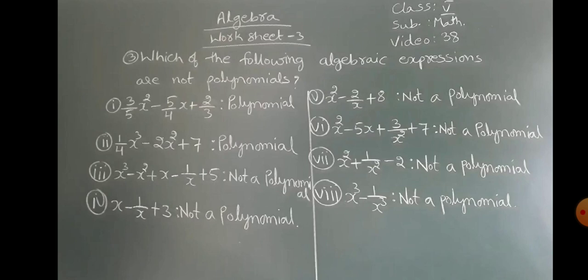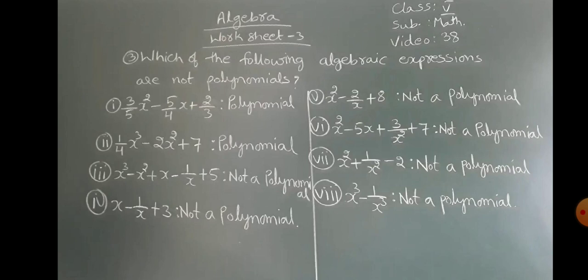And coming to the second question, here 1 by 4 x cube minus 2x square plus 7 is given. Here x power 3 and x power 2 are whole numbers. That's why it is also a polynomial. And coming to the third question, x power 3 minus x power 2 plus x minus 1 by x plus 5. Here the first, second and third terms have whole number powers, but coming to the fourth term, the variable comes under the denominator. That's why it is not a polynomial, because if the variable comes in the denominator part, then indirectly it indicates its power is negative. That's why such algebraic expressions are not polynomials.